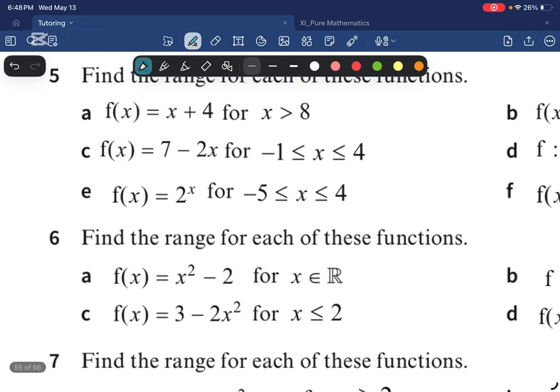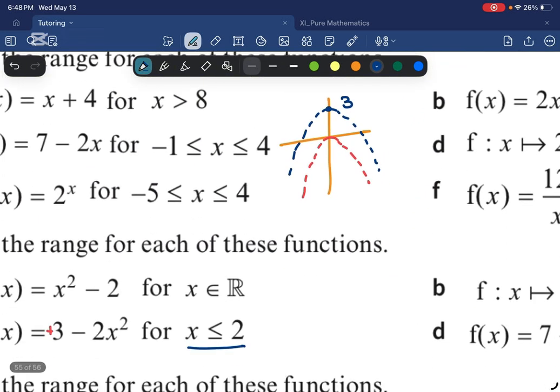So 3 minus 2x squared. So the graph of minus x squared is concave down. Looks something like this, right? And then you're adding 3. This is plus 3. Minus 2x squared looks something like this. You're adding 3. So it shifts upwards. So your graph looks something like this. This is positive 3 here, right? For x less than or equal to 2. So if you substitute 2 into this equation, 2 squared is 4. 4 times 2 is 8. 3 minus 8.